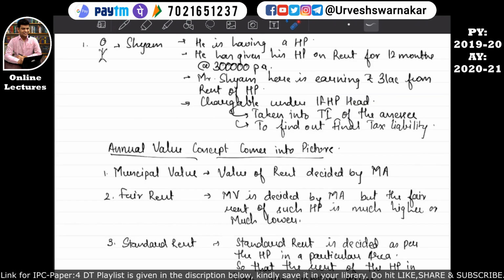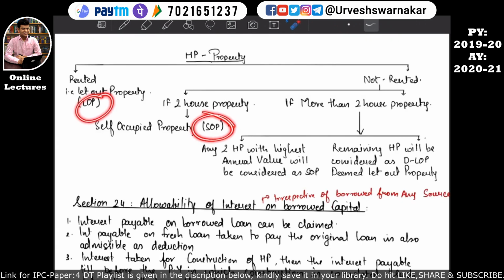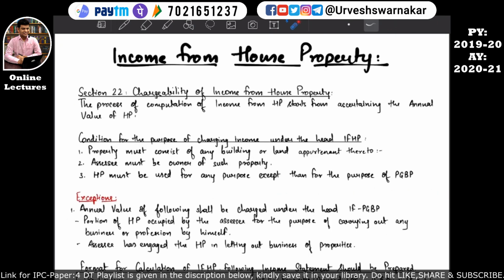So by now we have understood SOP, LOP and DLOP. So let's revise it in a speedy manner so that even if you have some doubt, it will get automatically clear. Okay. So let's start with section 22 again. Section 22 says that chargeability of income from house property. The process of computing income from house property starts from ascertaining the annual value. I hope now this sentence you understand completely. So the computation of income from house property starts from calculating, ascertaining means calculating, the yearly rent income of the house property.